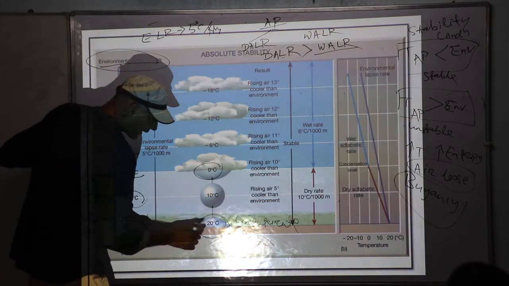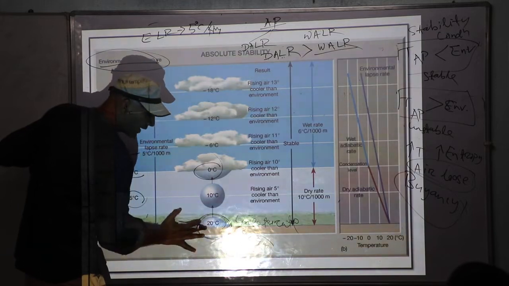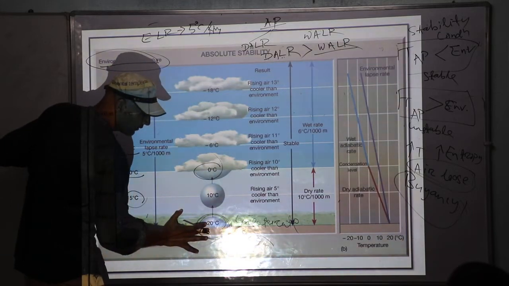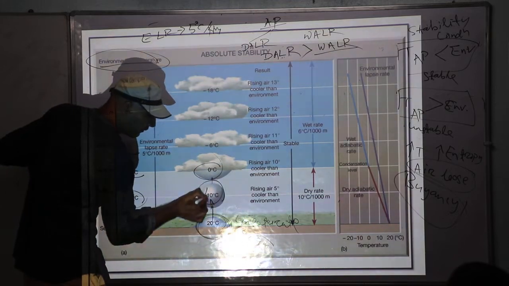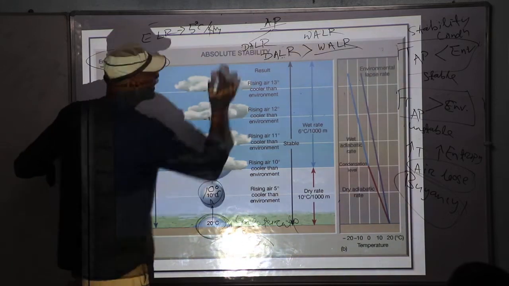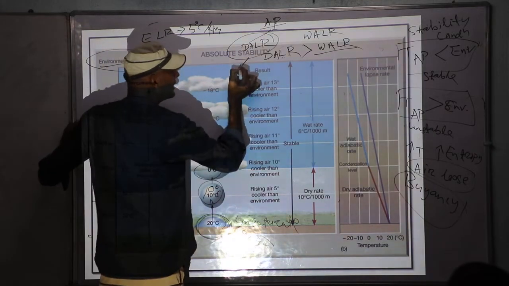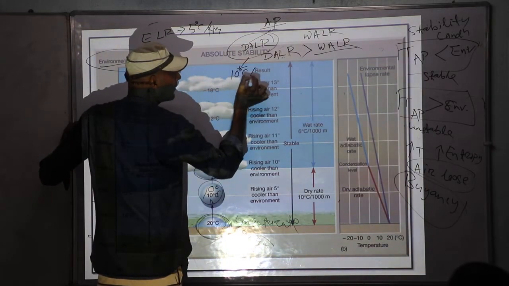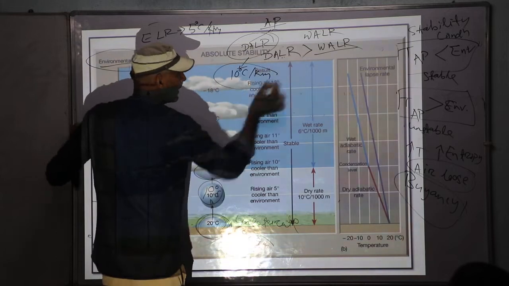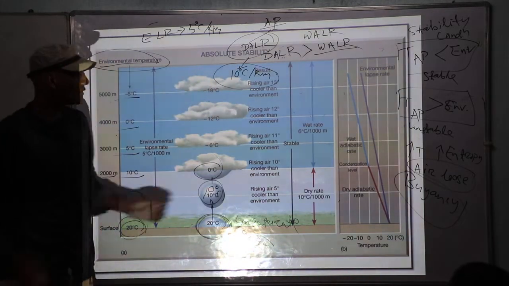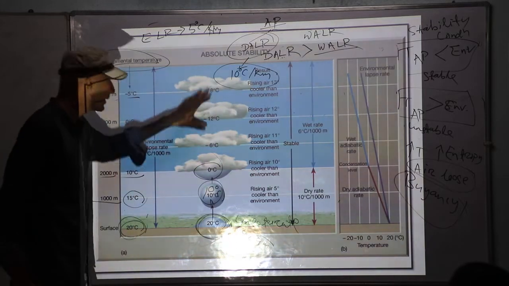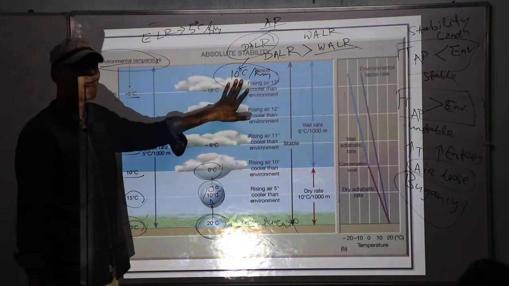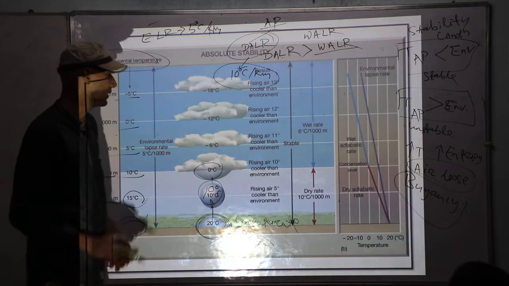So you can say here that the air parcel nearer to the surface has a temperature of 20 degree centigrade. When it rises, it will have 10 degree centigrade. That means the dry adiabatic lapse rate is 10 degree centigrade per kilometer. The air parcel is unsaturated here, so it decreases 10 degree centigrade in temperature with every 1 kilometer increase in height.